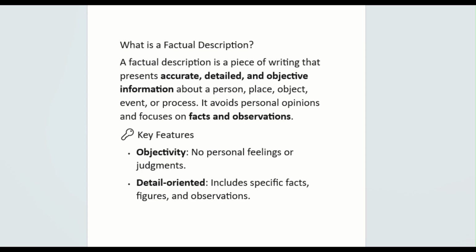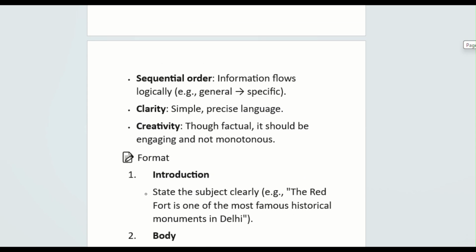The second feature is that it should be detail oriented. What does detail oriented mean? It should contain specific facts, figures and observations, like the type of marble that is used, or the area over which it has been spread. So basically, if I'm not including facts and figures in my observation, my factual description would not be a good description, right? And the facts should be written in a sequential manner, which we are going to discuss in the next point. This gives more depth to the description, right?